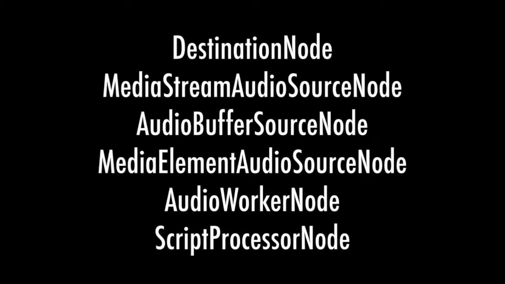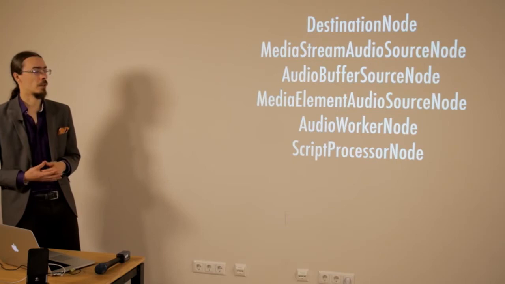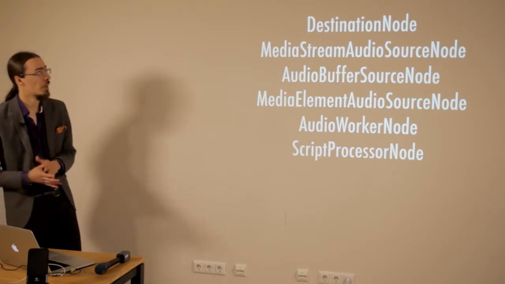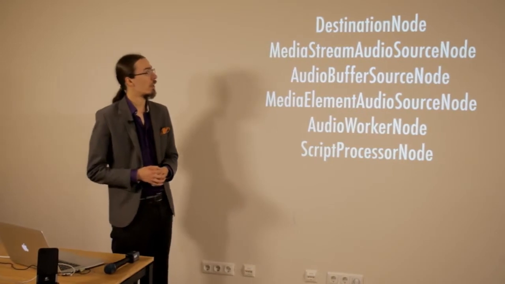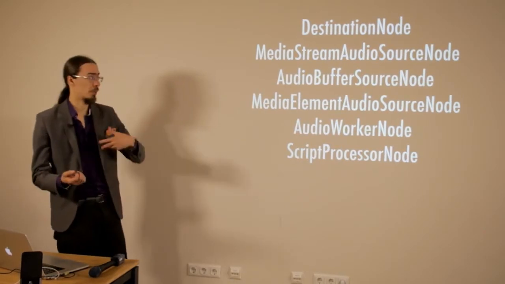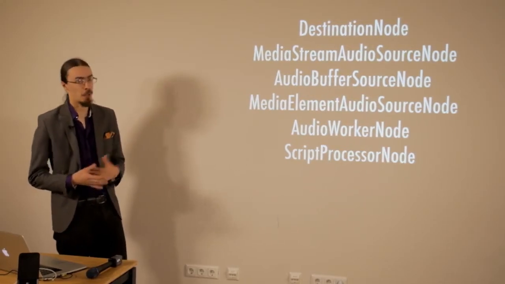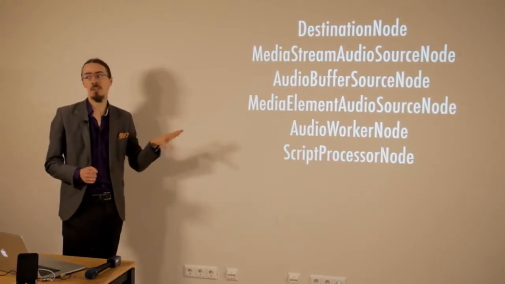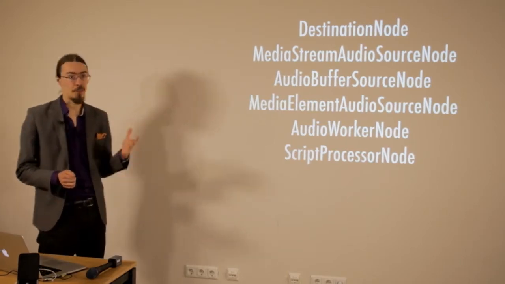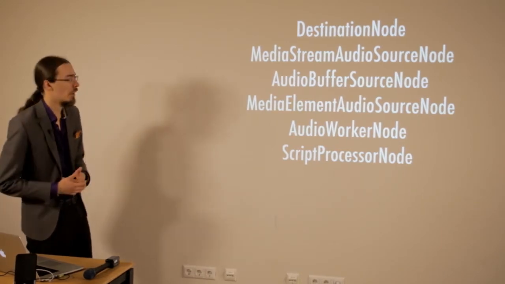Now, here are the nodes. I split these over 3 slides because there are a lot, but I try to categorize them. So on the first slide here, we have the sources and the destination nodes. Well, there's actually only one destination, which is the destination node, and it's given. You can't create it yourself, and you don't need to, because you can just put something in there and you have audio output. I must say that there are some other nodes which I didn't mention in these slides for outputting data to a stream, but these are not in the official W3C standard yet, so don't use them yet.